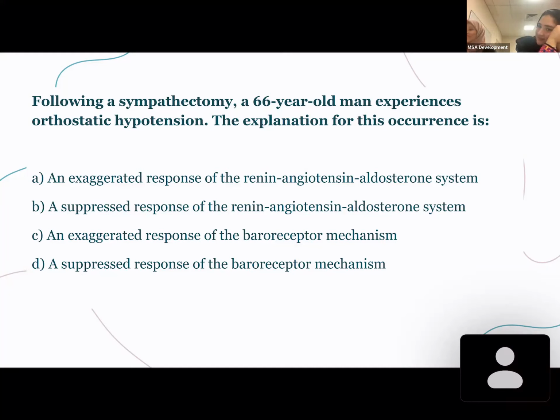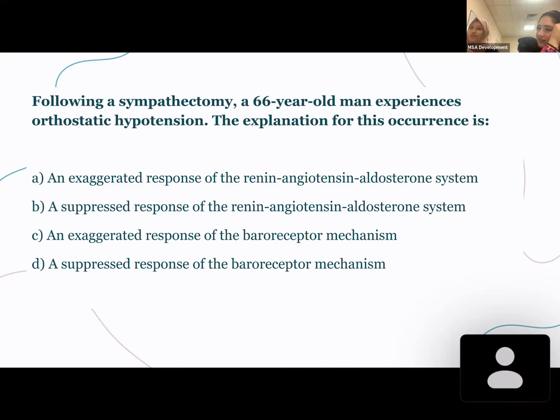People said C and D. Now that you know what it is, if we remove the sympathetic, what does the sympathetic usually do? Does it prevent the baroreceptor or does it activate the baroreceptor? Now that you know what a sympathectomy is, it prevents the baroreceptors. It activates. Okay, activate.